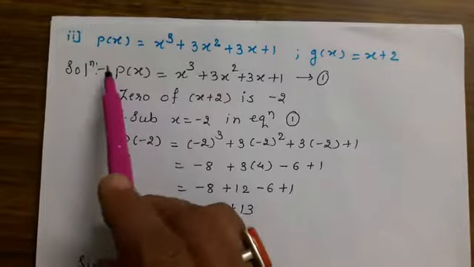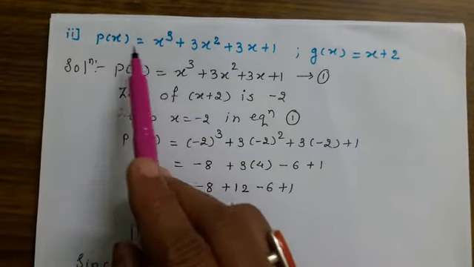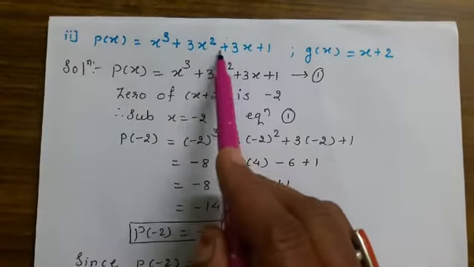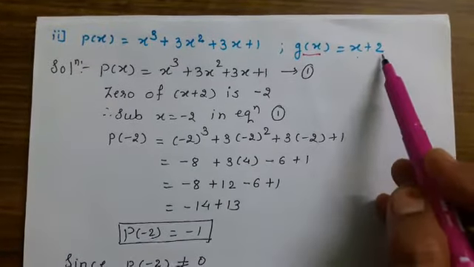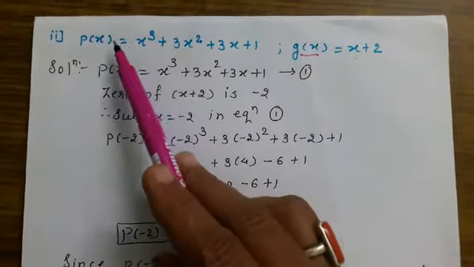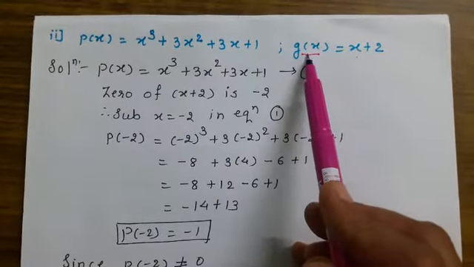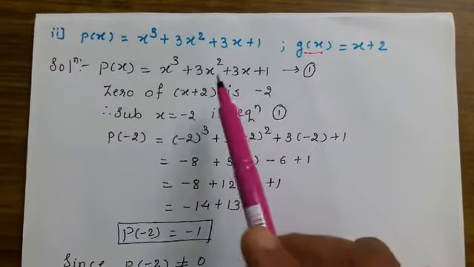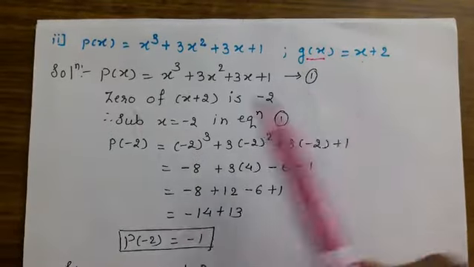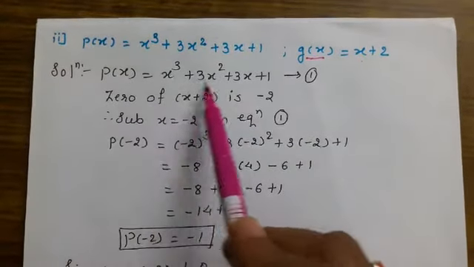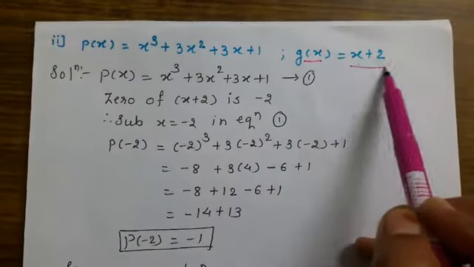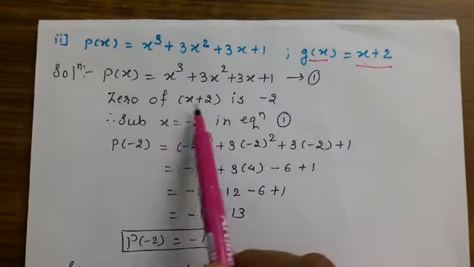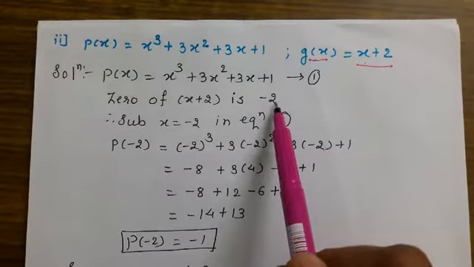Second problem, they have given the polynomial p of x is equal to x cube plus 3x square plus 3x plus 1 and g of x is x plus 2, which means we have to divide p of x by g of x and check whether it is a factor or not. Okay, so we are going to call this polynomial 1. And we will find the zero of x plus 2. The zero of x plus 2 is equal to minus 2.